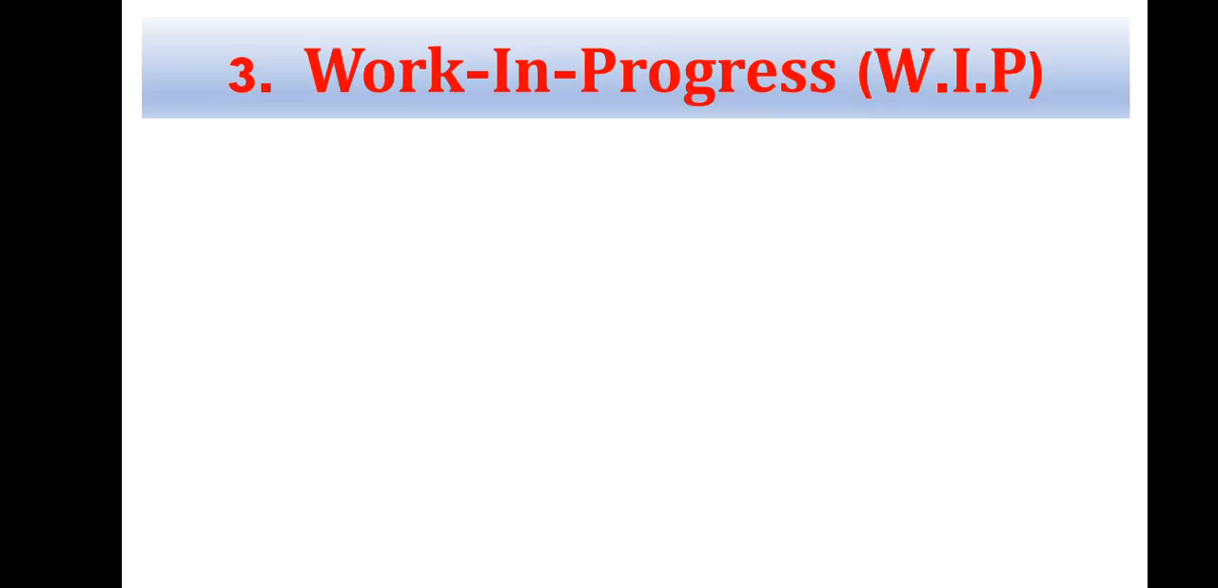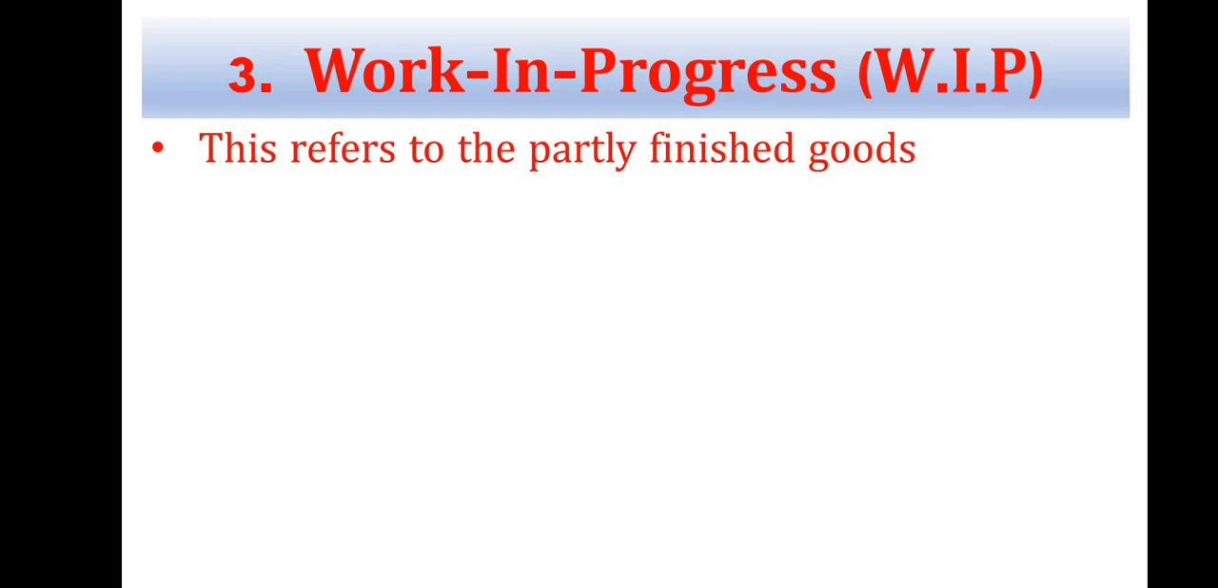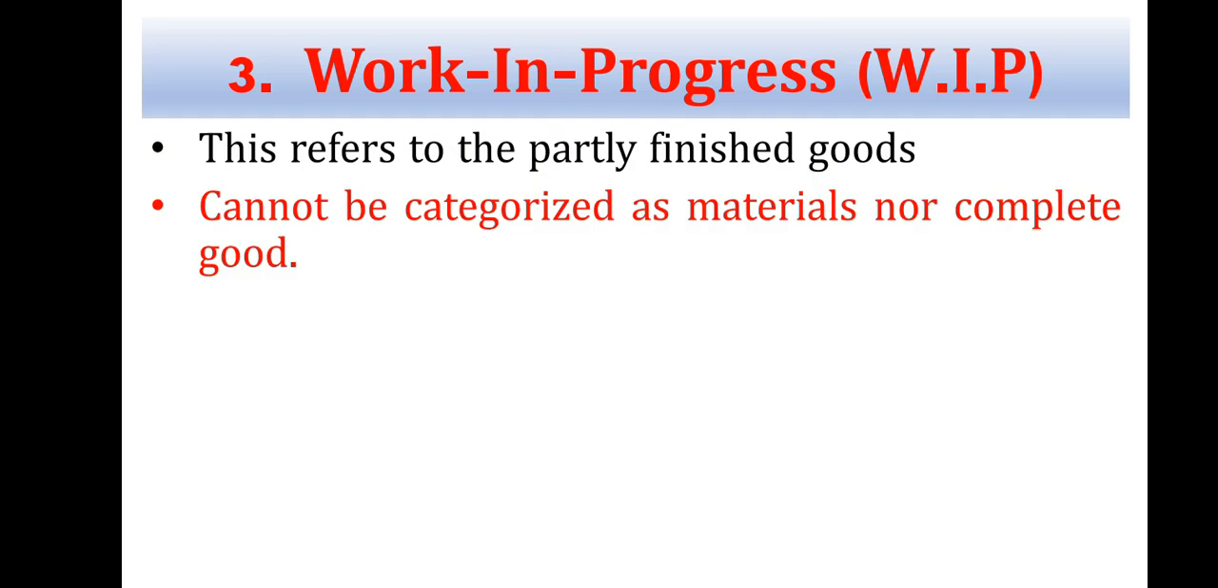So we have work in progress. If you are talking about work in progress, we are talking about the materials, the partly finished goods, that is, the items that cannot be categorized as raw materials or finished goods, which means they have undergone the production process, but have not completed that process. So we cannot categorize them as finished goods. They are not raw material. They are in between. So these are what we call work in progress. That is, they cannot be categorized as materials nor complete products.